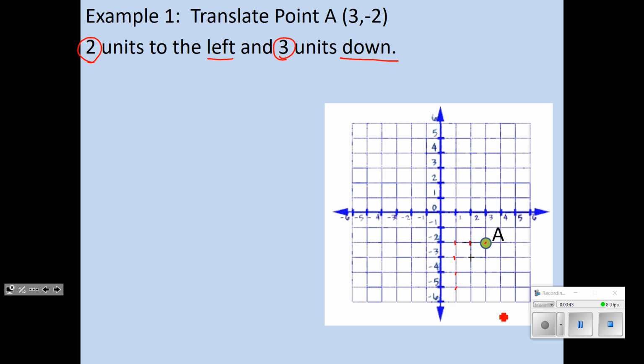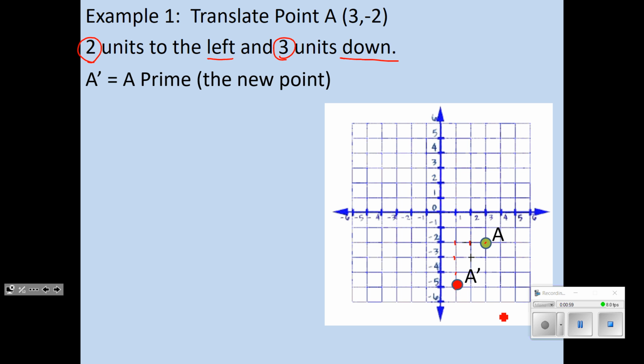With your red colored pencil, you're going to label that as A prime. And it's red because that's where you stop. A with the apostrophe means A prime, that's how you say it, and that's the actual new point that will be with your new image.